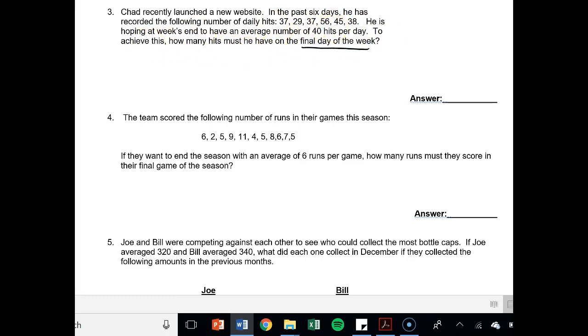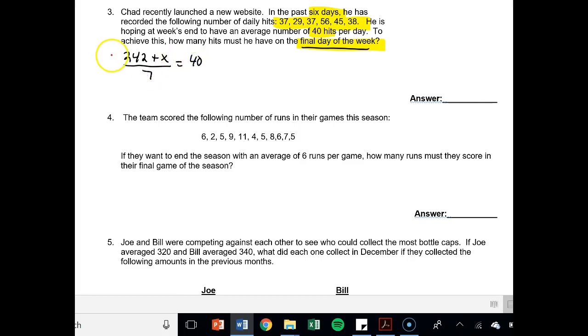So notice he's got 6 days, those 6 numbers, but he wants an average of 40, and he's got a final day in mind. So basically we're going to set something up like this. First we're going to find a subtotal, right? We're going to add all those numbers together. Those equal 242, plus that last day, which we don't know what he's going to get, divided by 7, is equal to his desired average.